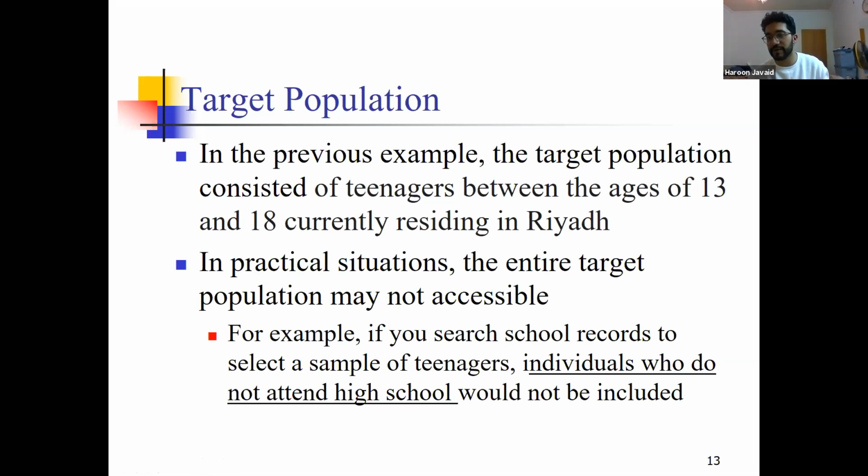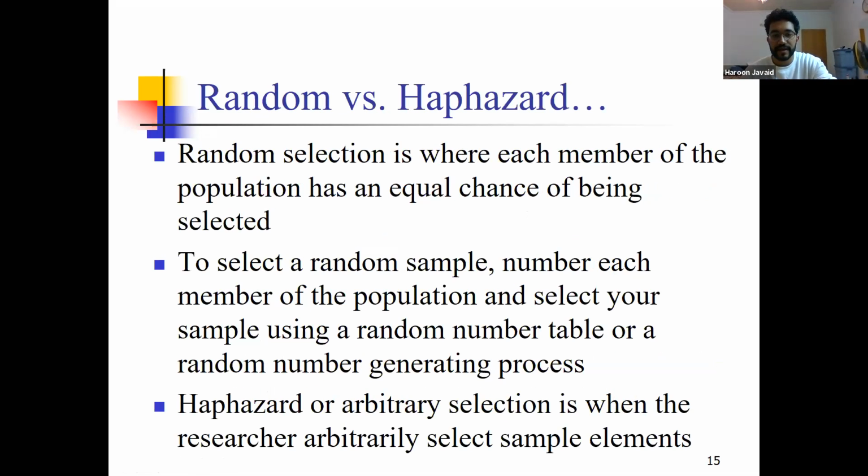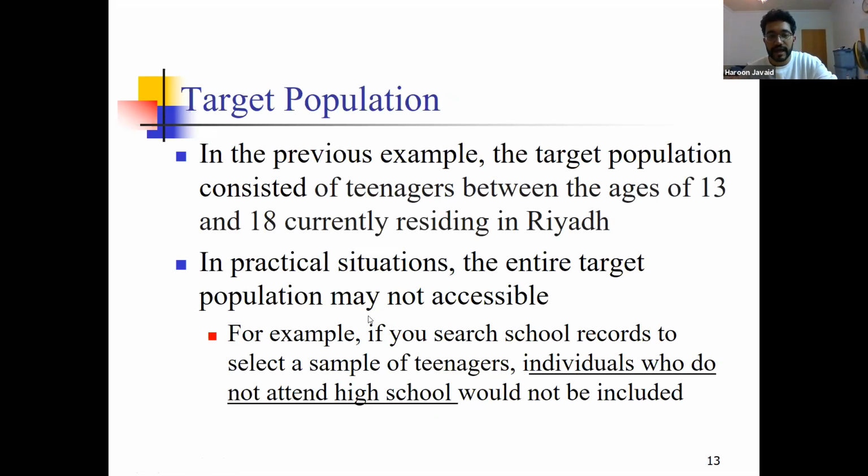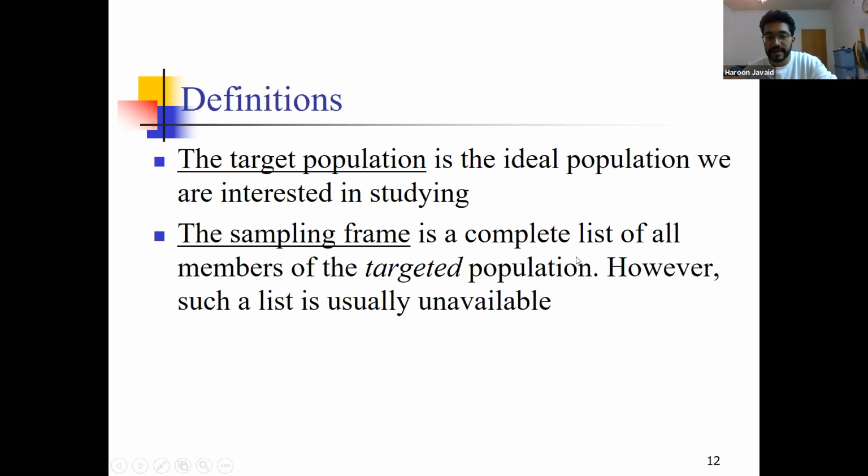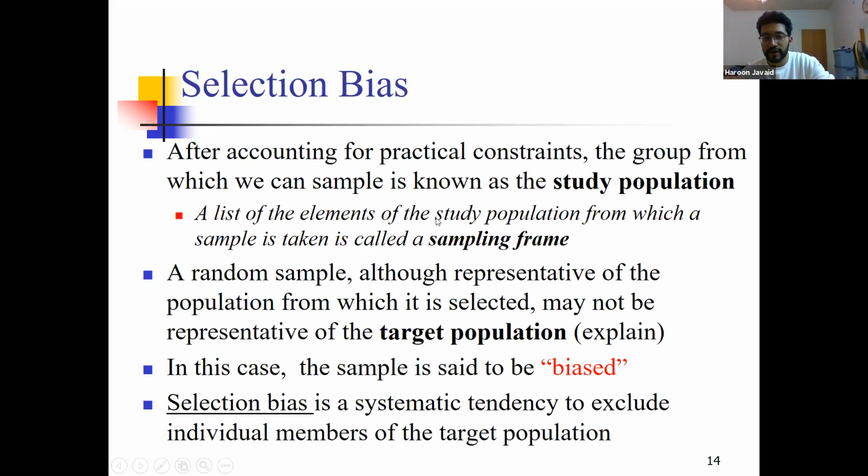We did not go to people's individual houses and ask them, do you have someone who's 13 to 18, who we may have missed out on, okay? So it's basically just a concept. Now, sampling frame: the sampling frame is a complete list of all members of the target population. However, such a list is usually unavailable, so we have to use the sampling frame from the study population. Make sense?